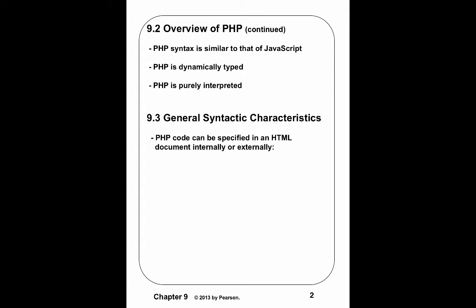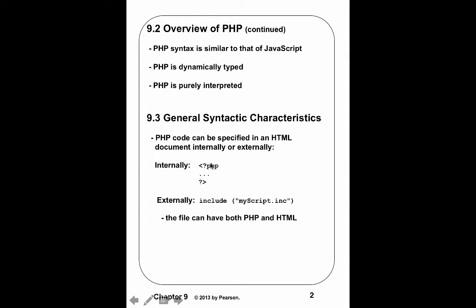And PHP code can be specified in an HTML document internally or externally. Internally, and this is the main mode that we'll use, you enclose it within those start and end tags as shown there. Or you can include PHP code located in a separate file using this include function. Now if the file has PHP, the PHP must be within those tags.